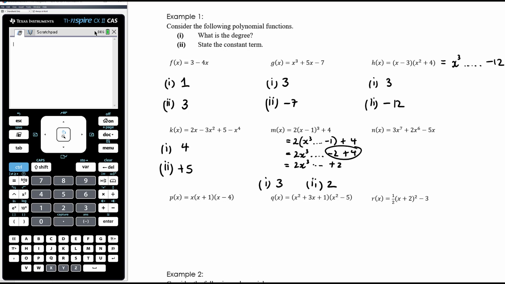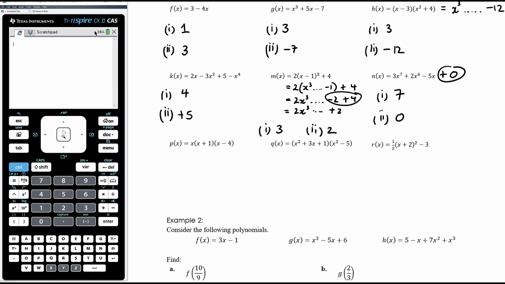Okay, n of x, we see there that the highest power of x is 7, so it's a degree 7 polynomial. Oops, sorry, not part 3, part 2. And the constant term is the term independent of x. There isn't a constant term. That's because the constant term in this case is 0.